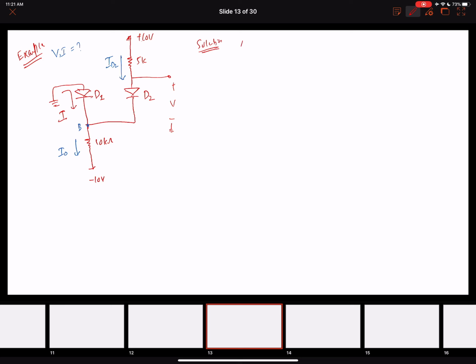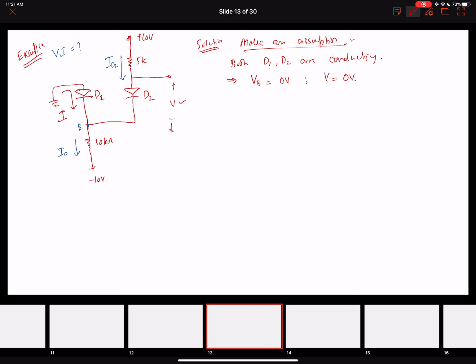Our solution is to make an assumption. So let's again start with the same assumption that both D1, D2 are conducting. If both D1 and D2 are conducting, this means that the node voltage VB is 0 volts, and the voltage V across the second diode, D2, is also 0 volts because it is conducting, a short circuit. The potential drop across it will be 0 volts.